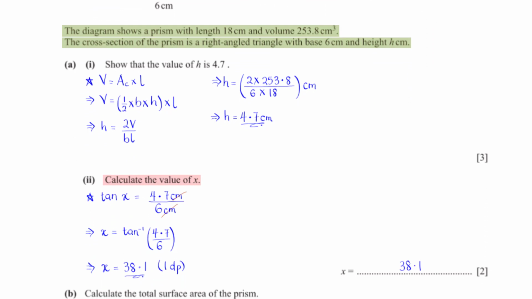Calculate the value of x. To get the value of x, we can apply SOHCAHTOA. This gives us tan x equals 4.7 centimeters divided by 6 centimeters. When we make x the subject, this is what we have. When we type this into the calculator, we get 38.1 degrees rounded to 1 decimal place.